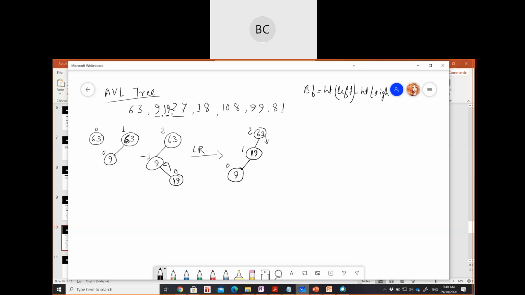That means we are going to pull it down here. So ultimately 19 will become your root, 9 will become the left child, and 63 will become your right node. Now you see the balance factor. It's 1 minus 1, 0. It's 0 and it's 0. Correct? So this is your LR rotation. We got this. Okay. Now what's our next node? It's 27. So 27, where will we add it now?